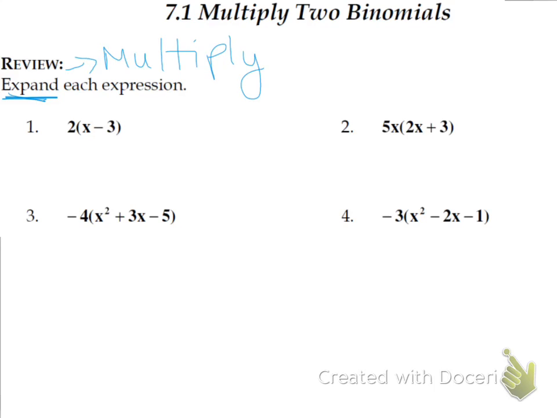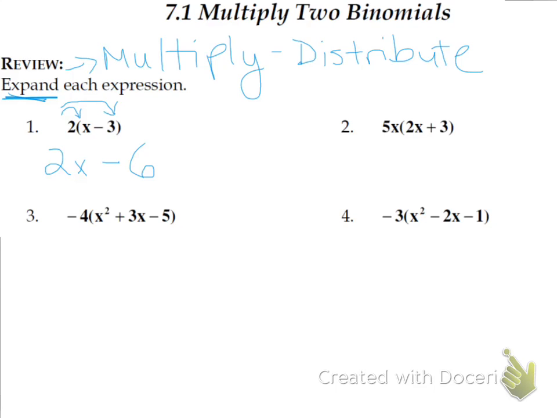What we've learned in the past already is how to multiply when we have a monomial times a binomial or a trinomial. But the outside there's only one term. And what we do is distribute. So expanding also means to multiply or distribute the value that's outside the bracket to everything that's inside the bracket. So 2 times x is 2x, and 2 times negative 3 is negative 6.